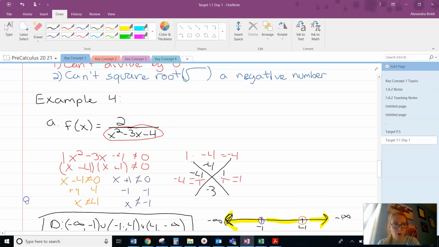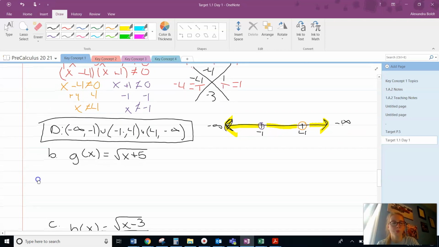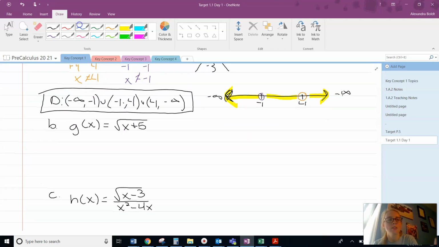I have a square root. And what did we learn up here? You can't square root a negative number, right? You can't do like the square root of -5, -6, whatever, right? So what that tells us is anything under a square root has to be greater than or equal to 0. It doesn't have to just be greater than 0. It can be equal to 0. You can take the square root of 0, but it can't be negative. So anything under a square root is greater than or equal to 0.